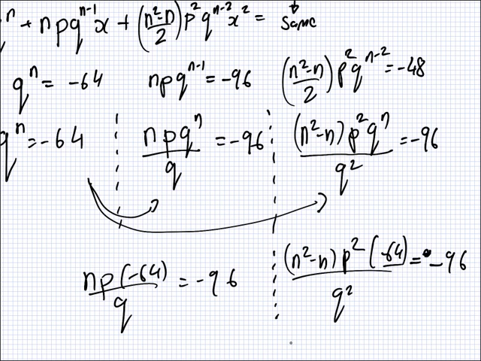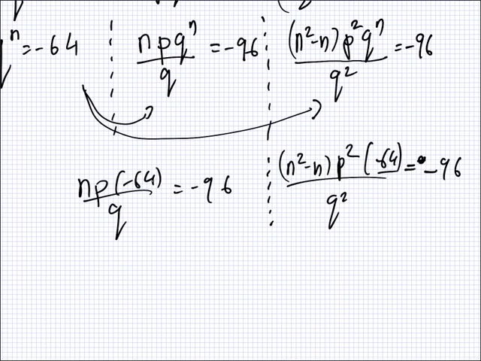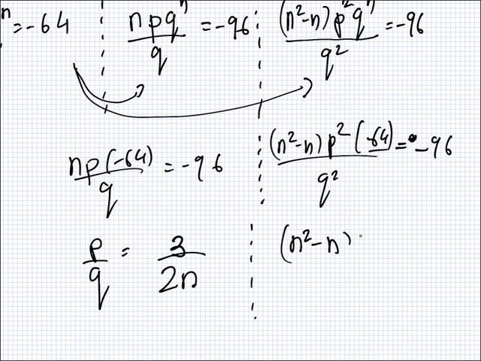Now, I think I can clean these up a little bit. Like 96 over 64 is 3 over 2, isn't it? I think so. So, what I can do is I can say this is p over q, is 3 over 2n. And then here I can say n squared minus n times p over q squared again equals 3 over 2.